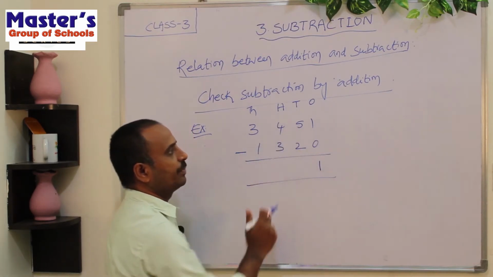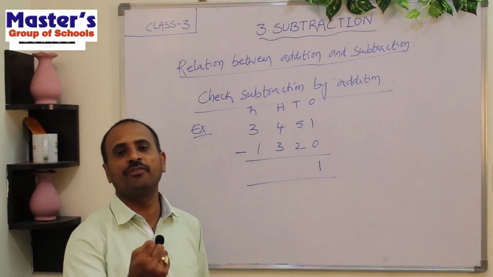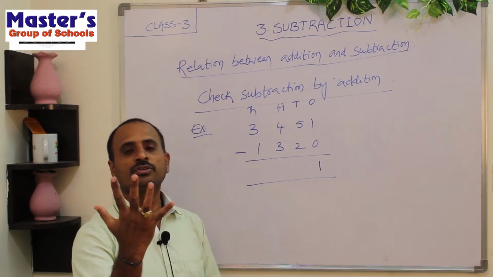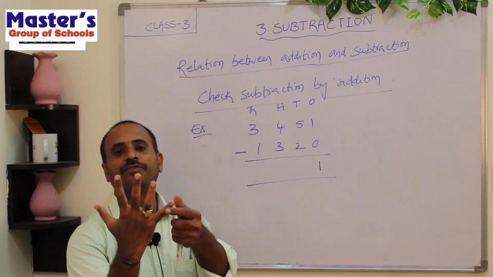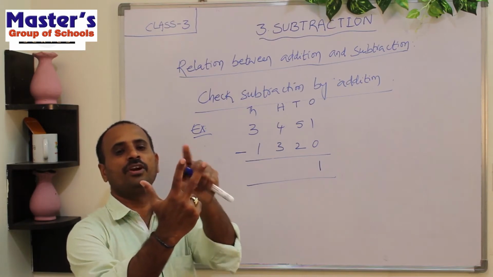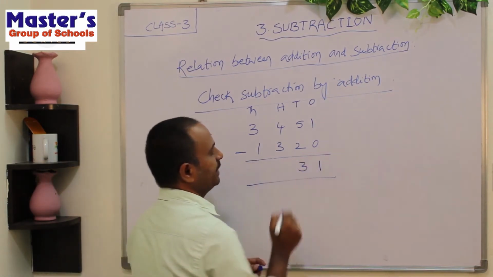So 5 and 2 are present there. What is the first number? 5. Open 5 fingers of your hand. 1, 2, 3, 4, 5. What is the second number? 2. So close 2 fingers among these 5 fingers. I have closed 2 fingers. So how many fingers are there? 1, 2, 3. So 3 fingers are there. Write 3 under tens place.